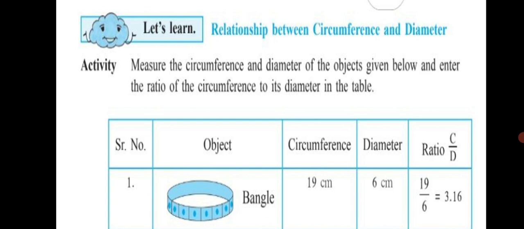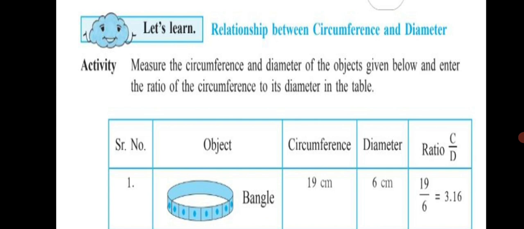the table. So using a thread, you can find the circumference of any three circular objects and write in the circumference column. And next, with the help of a scale, you can measure its diameter. Once you write the circumference and diameter, take the ratio of circumference upon diameter. So your 19 upon 6 gives us somewhere above 3.16.